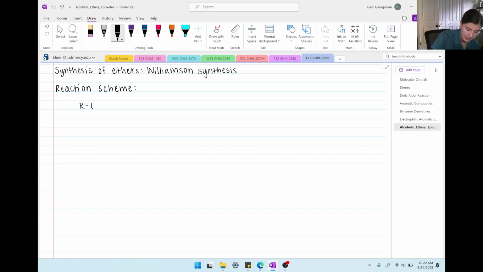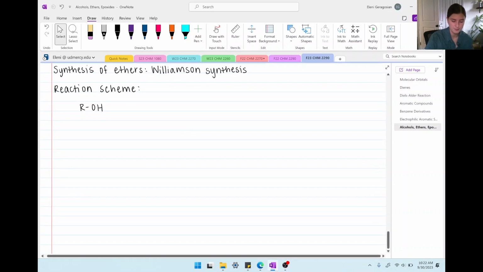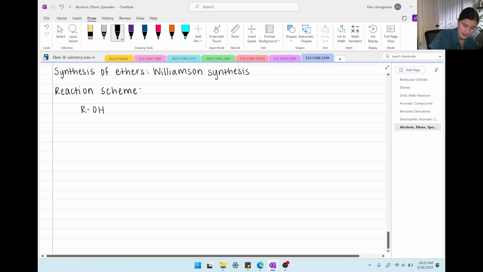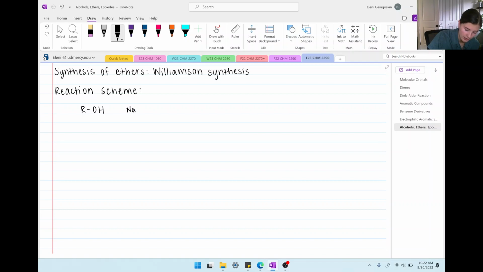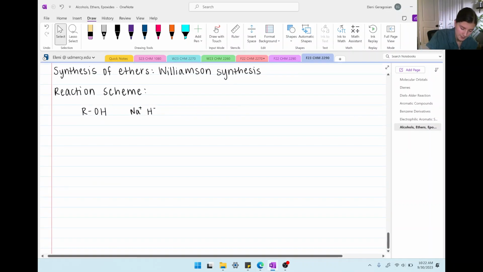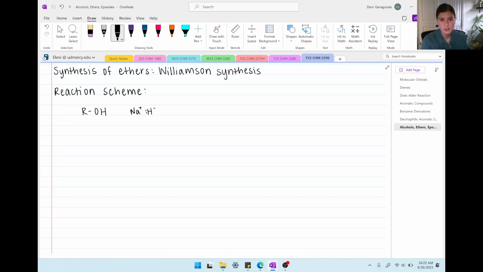We start with an alcohol, so just an R group carbon chain on alcohol. We need to add a strong base, and often that strong base is sodium hydride. So hydrogen with a negative charge, that hydrogen has two non-bonding electrons. It has a negative charge, so it's ionically bonded with sodium, so sodium hydride. Remember, bases have electrons they are willing to give away to create a new bond. So that hydride, negatively charged hydrogen, that's a strong base.